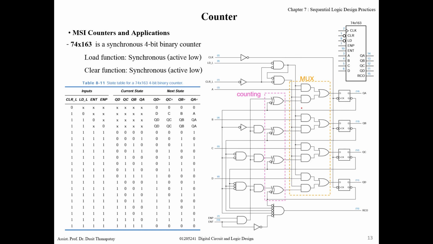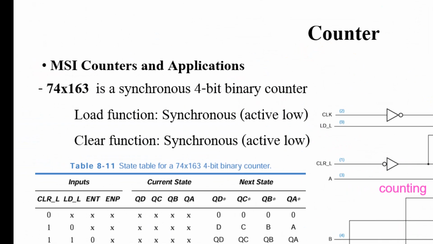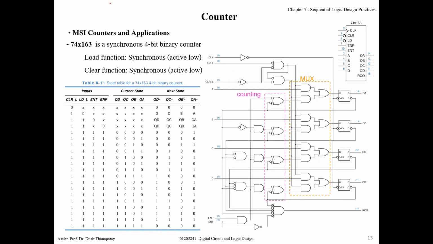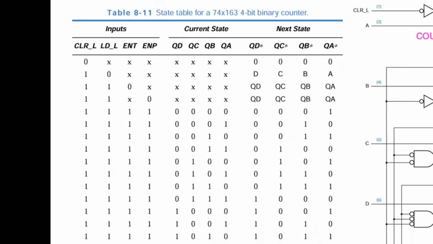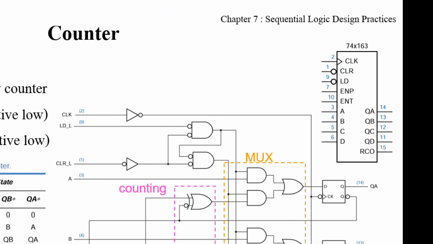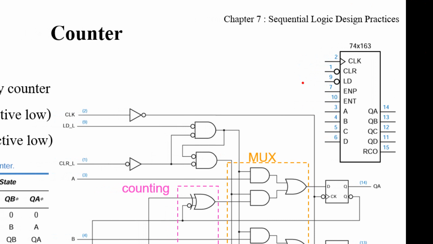Okay, now let's consider IC number 74163. This IC is a synchronous 4-bit binary counter. The function table is for this, and the pin layout.